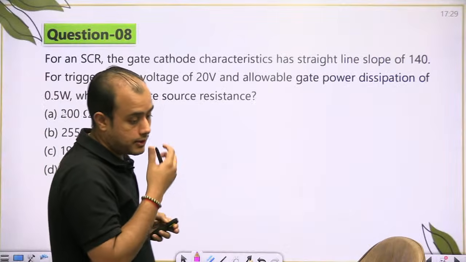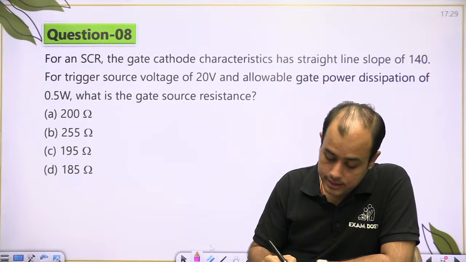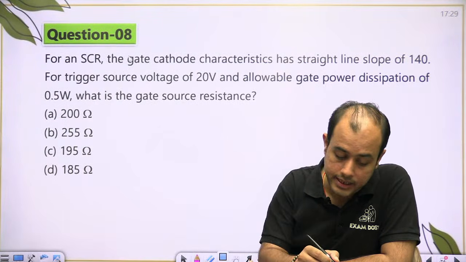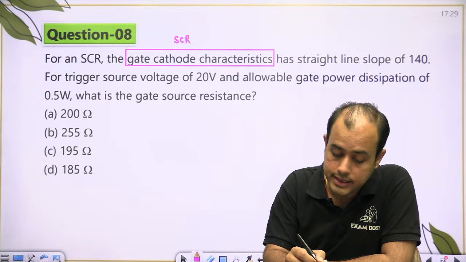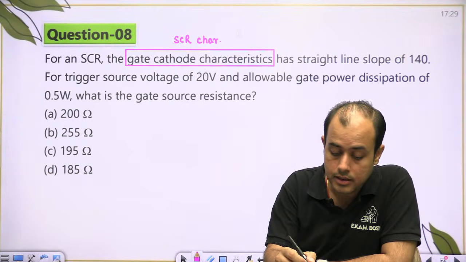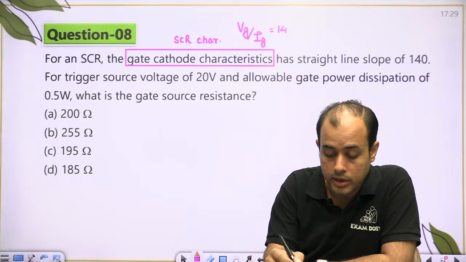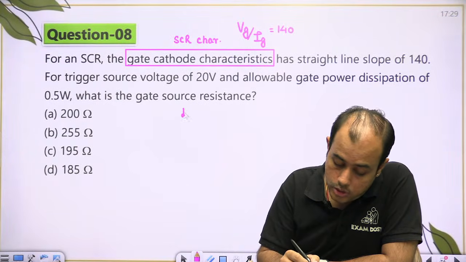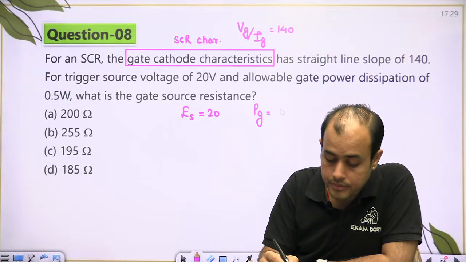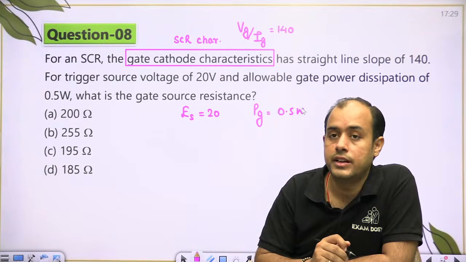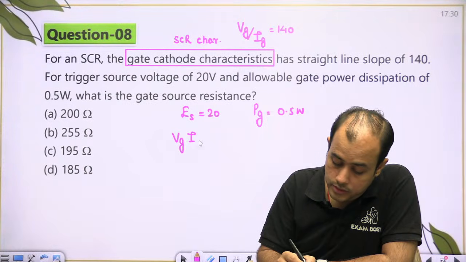Okay? For SCR, gate cathode characteristic, this I have taught you today. Gate cathode characteristic, माने this is the SCR characteristic. Do not consider it as the load line. So basically, it is a straight line. So Vg upon Ig is 440. Now, ES is 20. Pg is 0.5. Okay?